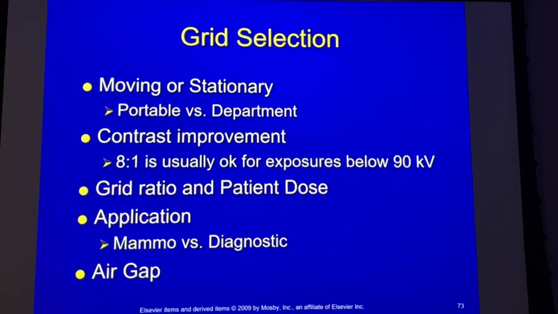We talked about most of that, I think. Contrast improvement, 8:1 is usually okay for exposures below 90 kVp, and that's kind of why we tend to use 12:1, 10:1 in the department, because a lot of times we're going to exceed that 90 kVp. Any questions?